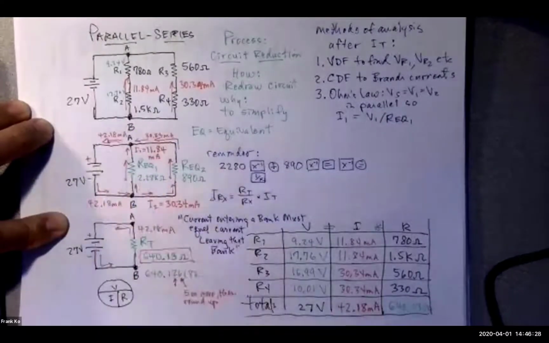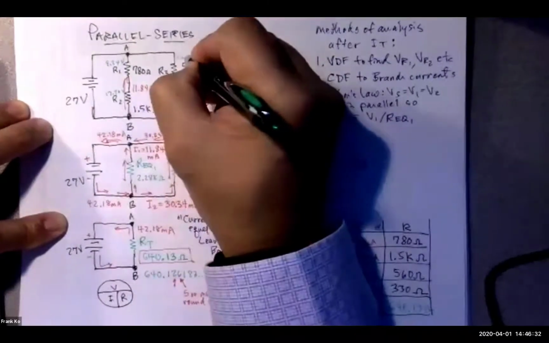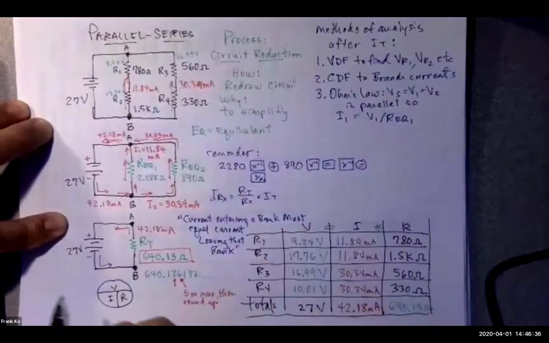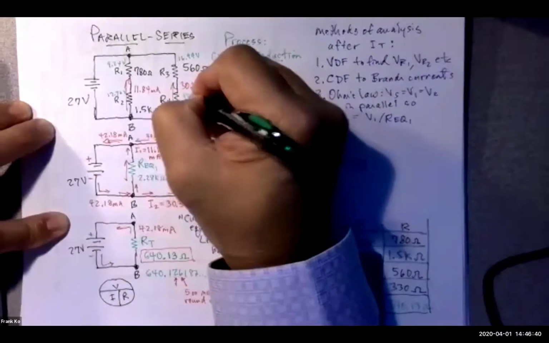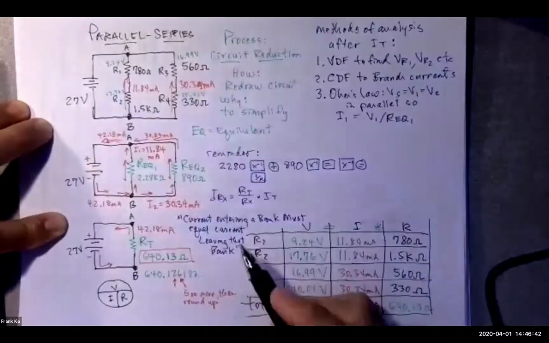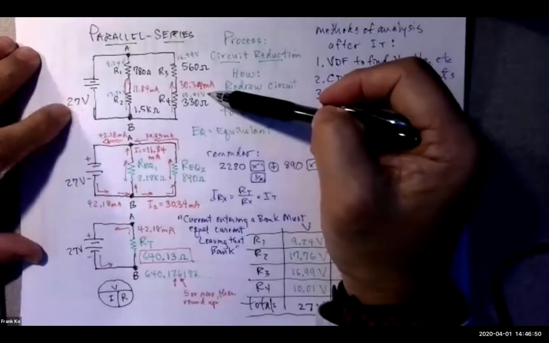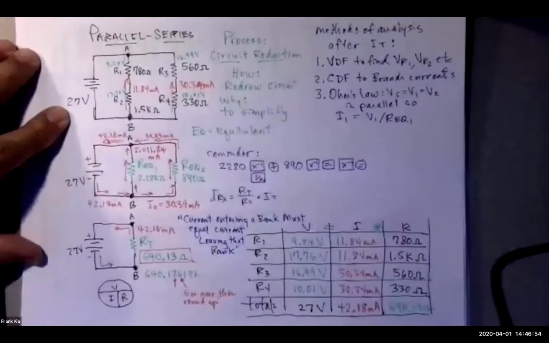Let's see if the same thing happens on the other side. On the other side, we had 16.99 volts, and on this resistor, we had 10.01 volts. And guess what? Doesn't the 16.99 added with the 10.01 add up to the 27 volts that we started with over here? Isn't that exciting? Cool.